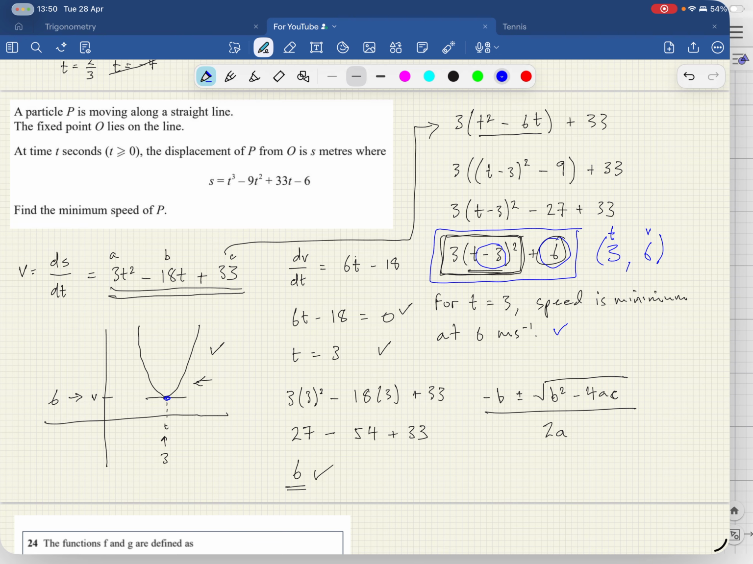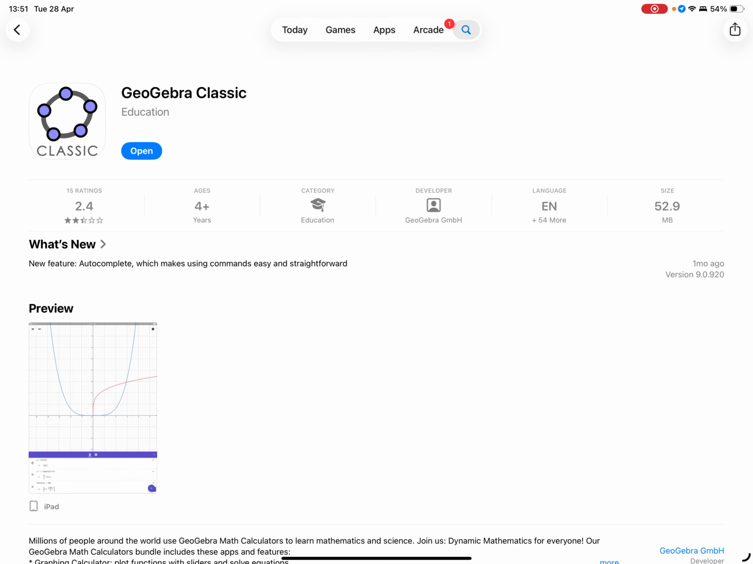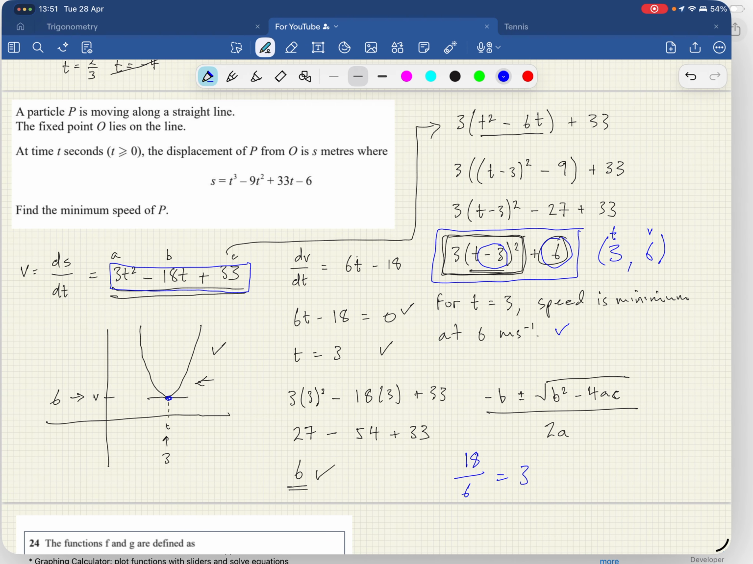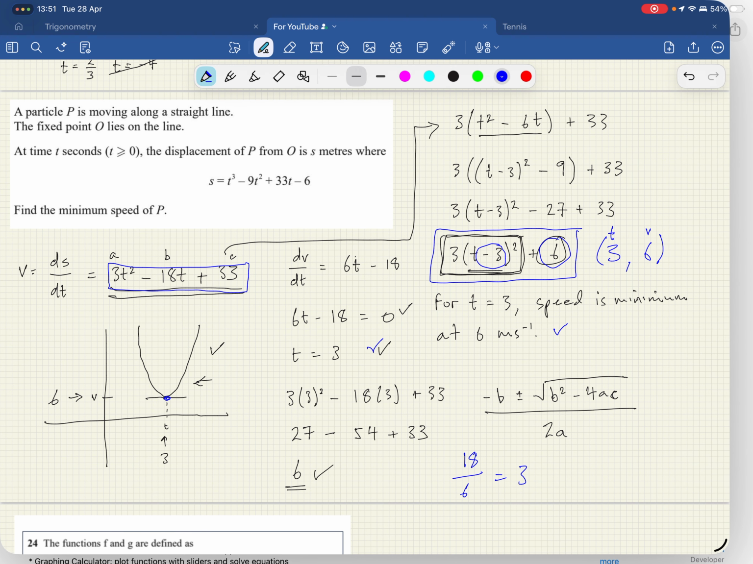Just to prove to you the thing about minus b over 2a, if we take minus b over 2a using this speed function here in standard form, not in completed square form, minus b is 18, 2a is 6. That gives us the t coordinate then of the turning point, and we're at the same place. We can then put t back in. We're at this point, having found the t, and then we can do this bit to find the 6. So any of those three ways is absolutely fine.